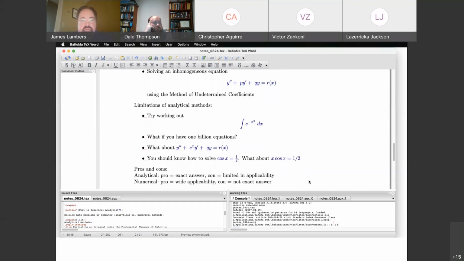Right. So to contrast the two types of methods, pros and cons to each. I think I hear someone unmuted. Is there a question? Okay.